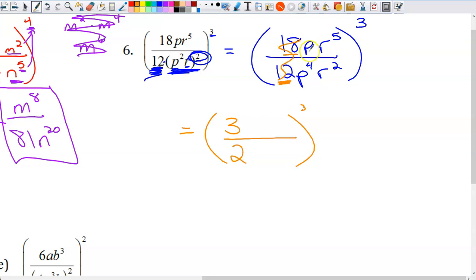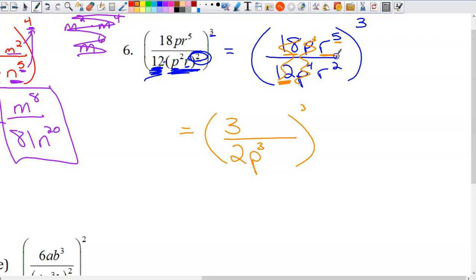Now I got to go start playing with the p's. There is a single p on top. That 5 is only to the r. 1 p on top, 4 on bottom. Don't create negative exponents. 1 on top, 4 on bottom. Bottom is going to win. There's going to be 3 left because they fought. And now I've taken care of those.